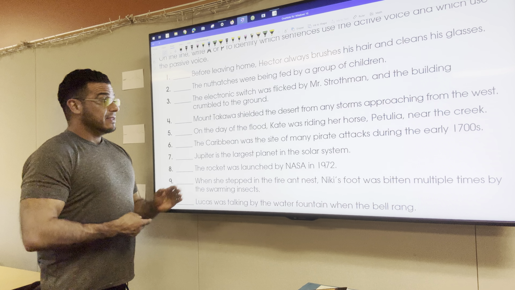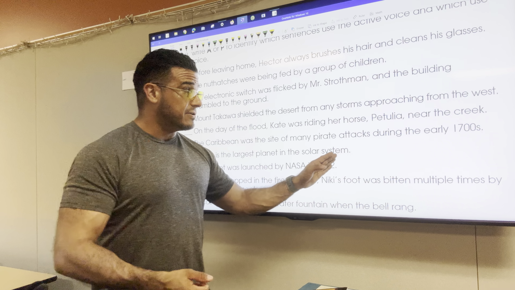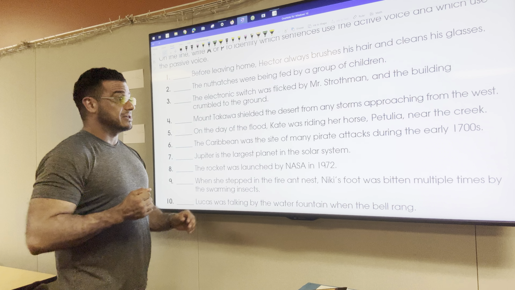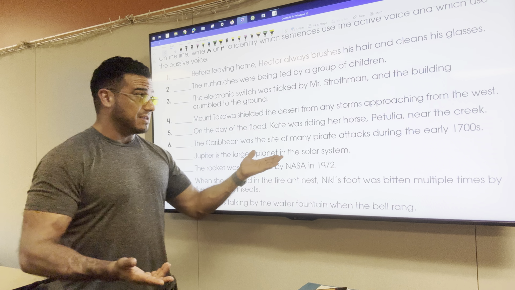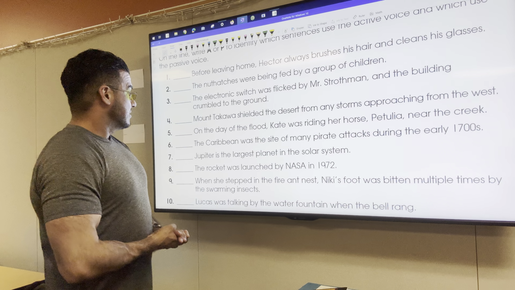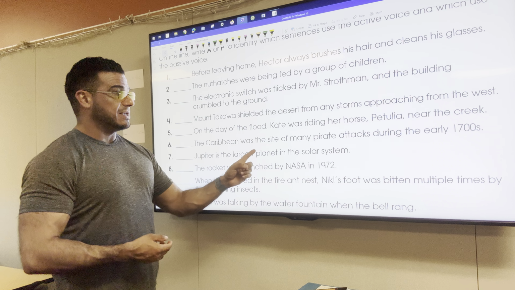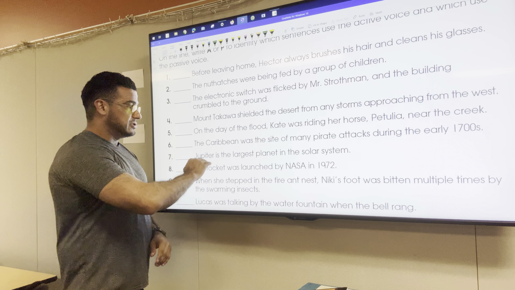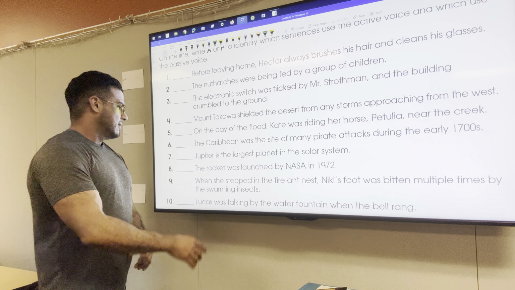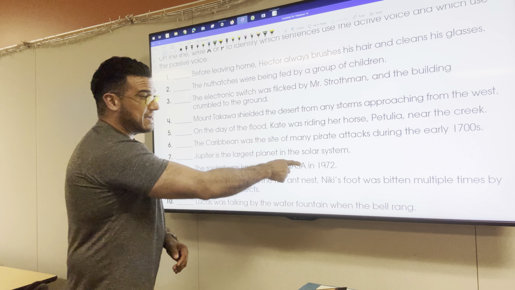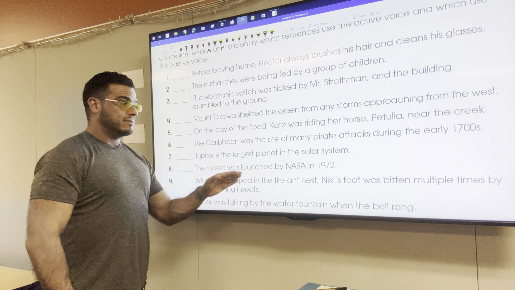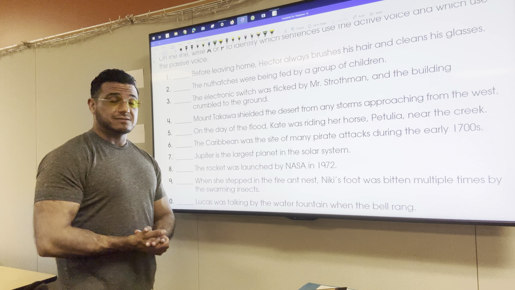Sentence number 6. The Caribbean was the site of many pirate attacks during the early 1700s. Okay, for this, the Caribbean, being our subject, is in fact the site of many of these attacks, right? It's not receiving the action, it's involved directly. Sentence number 7, Jupiter is the largest planet in the solar system. Subject is Jupiter, it happens to be the largest planet in the solar system, active. Sentence 8, the rocket was launched by NASA in 1972. Well, we know NASA is the one that actually launched the rocket, but the rocket is receiving the action, therefore passive.